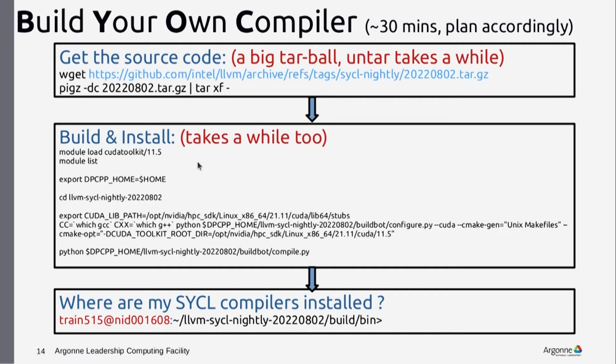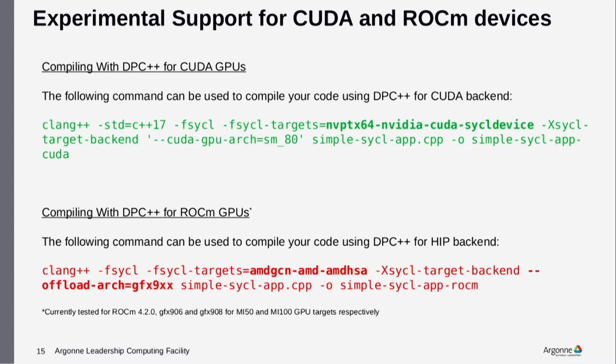So yeah, when you get a chance, just follow these steps. This will just install the compilers, and this is the binary directory where you can see the Clang++ compiler. That's the C++ one. I'll come back to it later. So this is the slide, and this is the command that you need to pay attention to for Perlmutter.